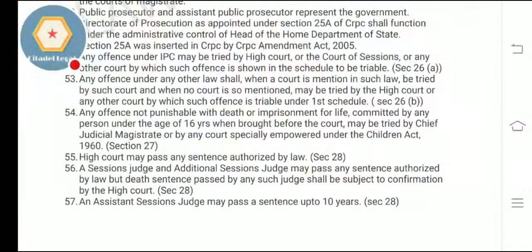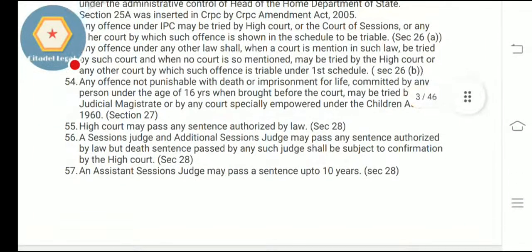This is the supreme power of the High Court in criminal matters: the High Court may pass any sentence authorized by law. There is power, but there are factors on it. Power comes with responsibility. We will read about section 482, and this is another provision, section 28. Always remember that the inherent powers of the High Court in criminal matters are under 482, and the general power of the High Court to pass any sentence authorized by law is provided in section 28.